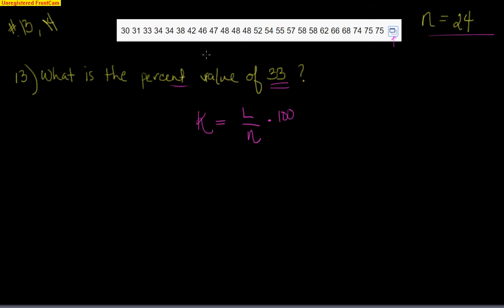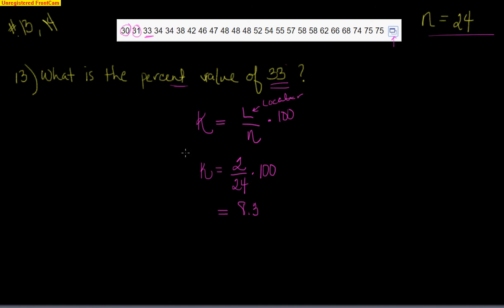Okay, we have 24 data points. And so K is going to equal L, which is 30. It's not 33, but L is actually our locator. And that is actually the number of data points below the 33. So here's my 33, and there are two numbers below, two pieces of data below that 33. So L is actually the number 2 out of a total of 24 times 100. If you do that on your calculator, you are going to get 8.3.